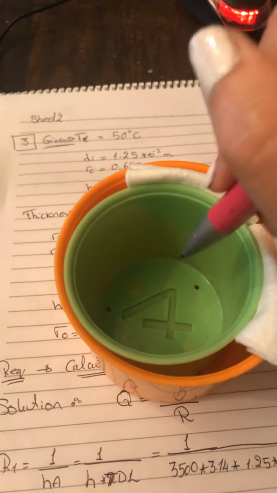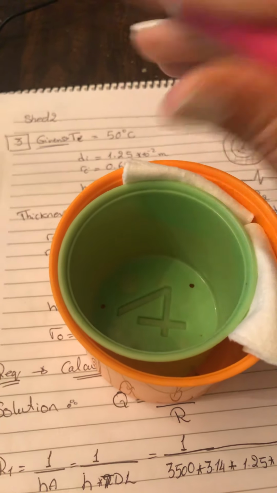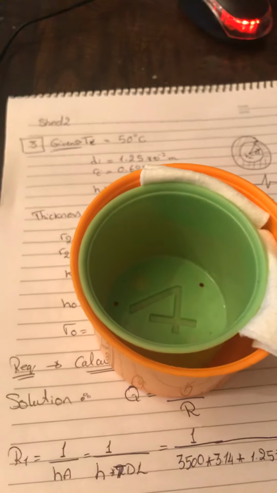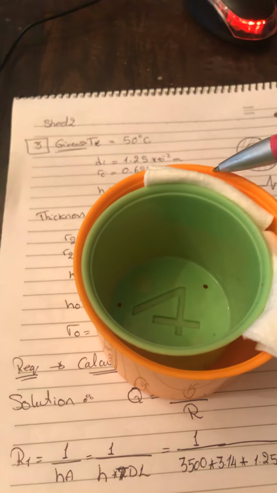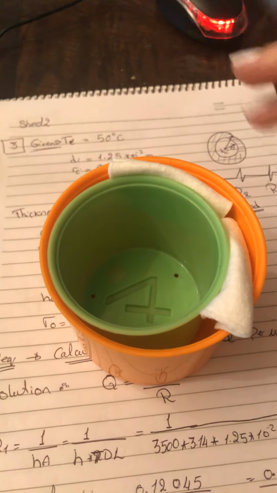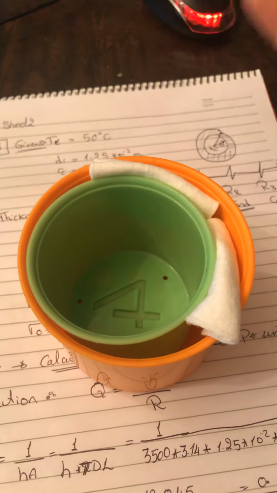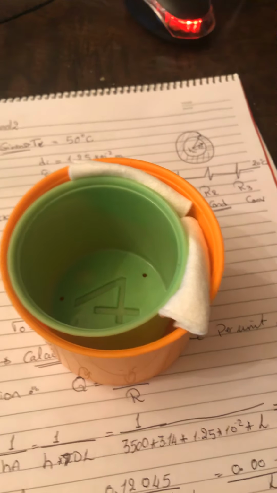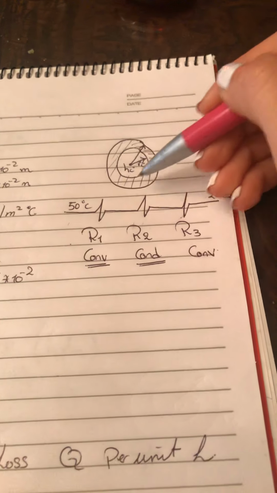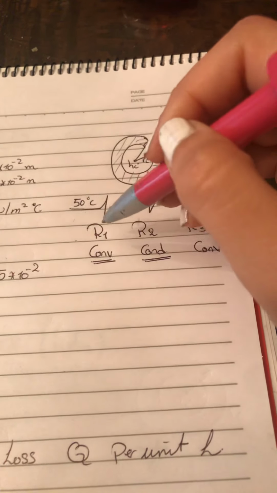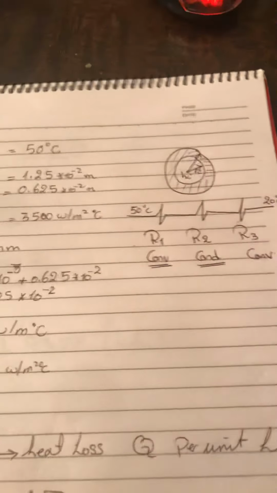The first resistance, from inside to here, is, as given, convection, and then through the thickness it will be conduction. Then from the outer to the atmosphere it will be convection again. So we will draw here circle 1 and cylinder 2, R1, R2, R3. If you didn't understand the idea, you can get the idea of the problem from the givens.